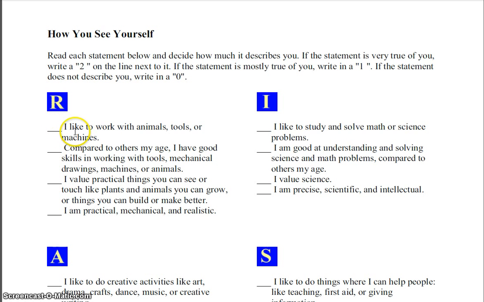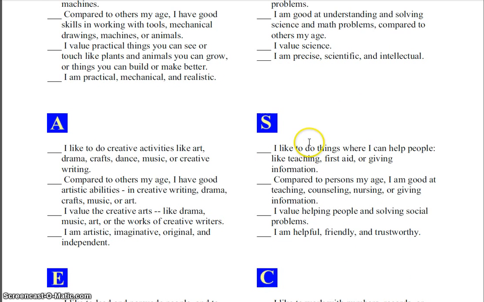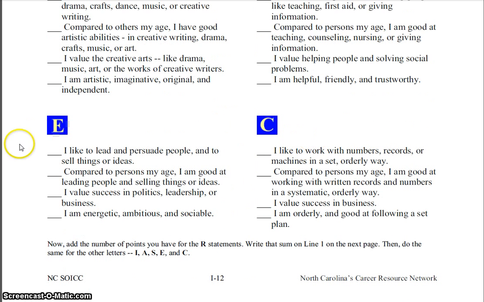After you've rated each of the statements, you will get a total for each group. So total up all of the lines found under the R. Then total up all of the lines found under the A. Total up all of the lines found under the I. And total up all the lines found under the S. Then at the bottom of the page, the same thing with all the lines under the E and all of the lines under the C. You will transfer this information to the bottom of page 3.